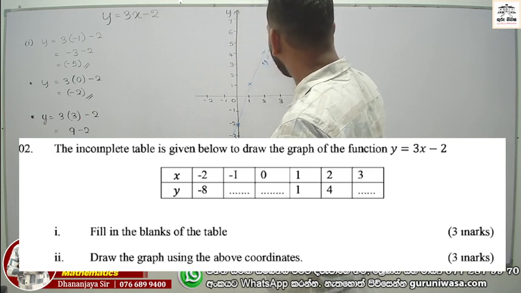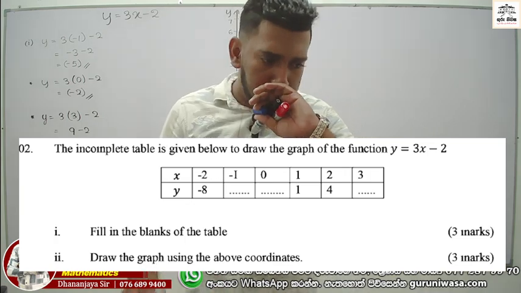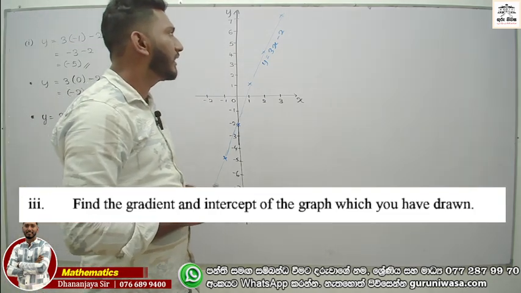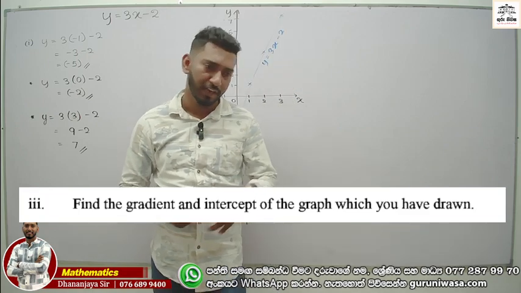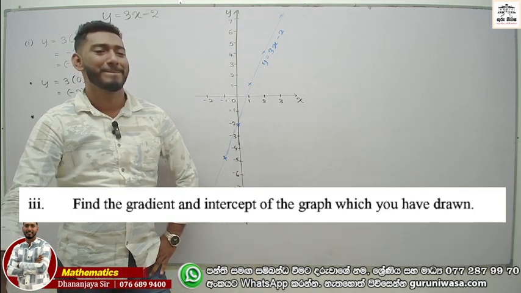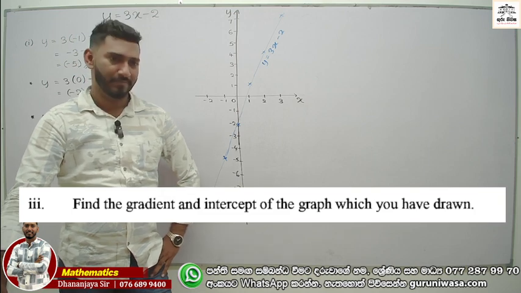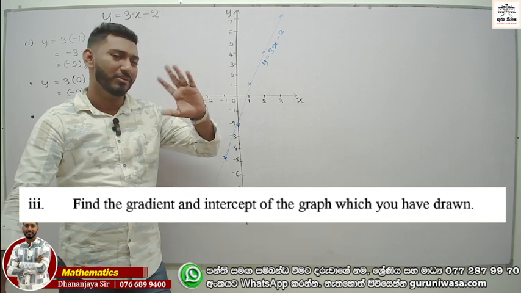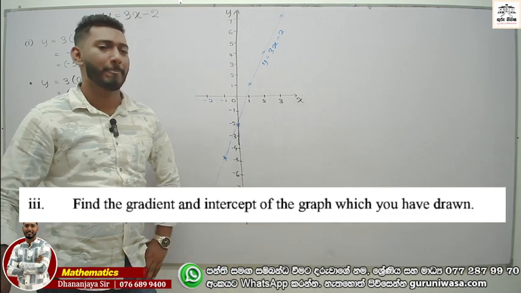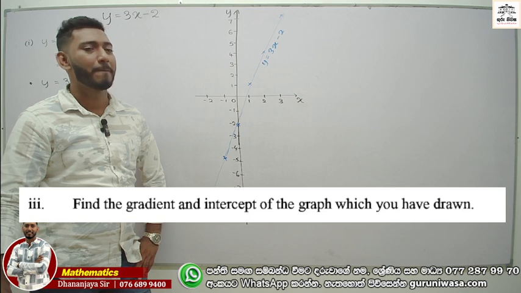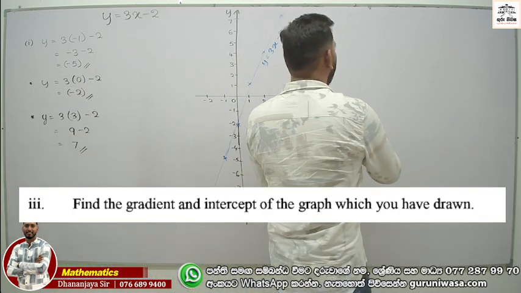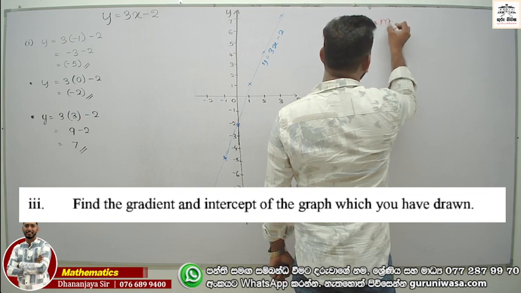This is the y equals 3x minus 2 line. Brianna, tell me the gradient of this graph. Hello, Brianna. Can you tell me the gradient of this graph? Viduri? 3. Yeah, 3 is the gradient. Well done. Therefore, the gradient is 3.